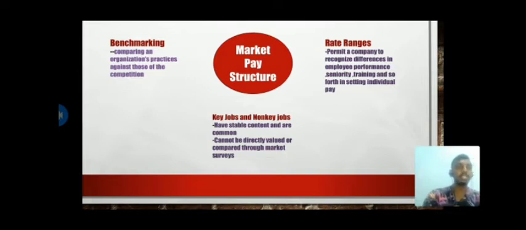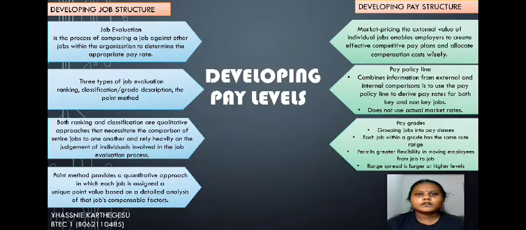The next part is rate ranges. Rate ranges permit the company to recognize differences in employee performance, seniority, training, and so forth in setting individual pay. As an example, for some jobs, there may be a single rate of pay for all employees with the job. And the last is key job and non-key job. Key jobs have a stable content and are common, and non-key jobs cannot be directly valued.